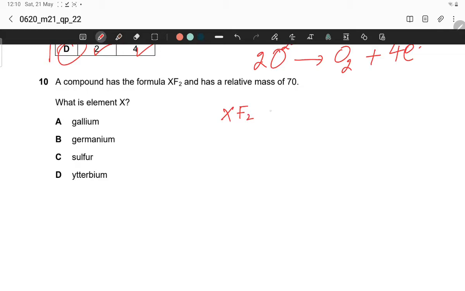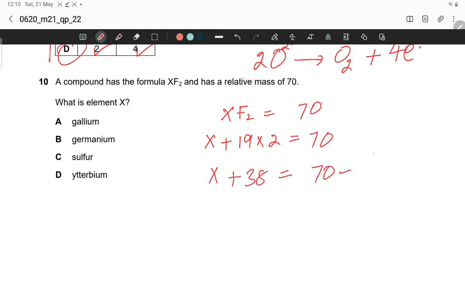XF2 is equal to 70. X plus 19 times 2 is equal to 70. X plus 38 is equal to 70, so X is 70 minus 38.